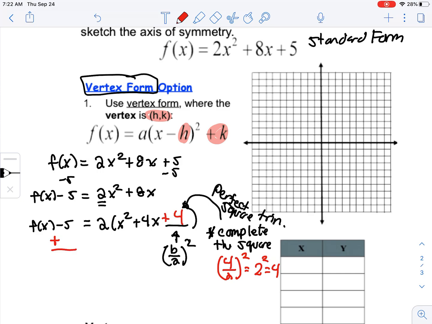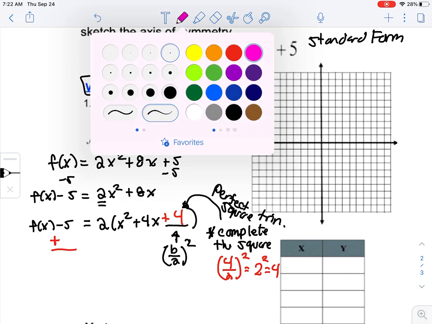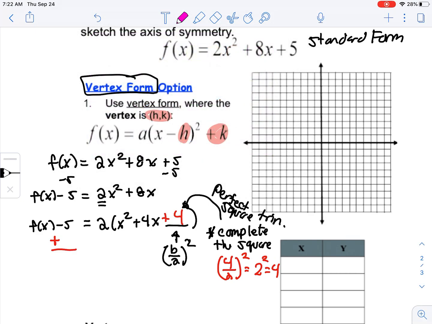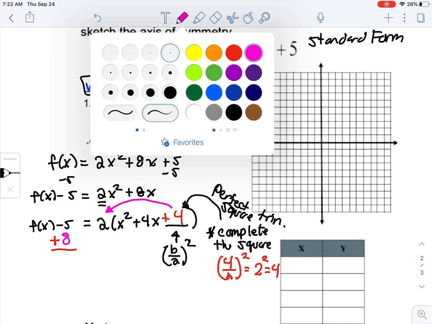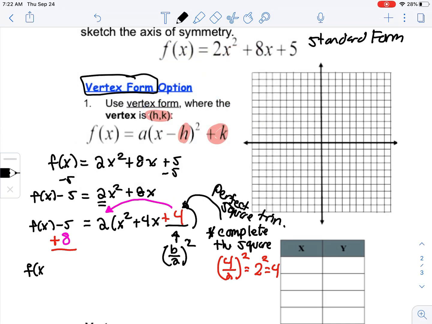trinomial. Now, whatever we add to one side, we know we have to add the same thing to the other side, but be careful because technically that 4 that's inside those parentheses is being multiplied by this 2, which means that we've actually added an 8 to the right-hand side, and we have to add 8 to the left-hand side. So now we have f of x plus 3 on the left. On the right, we factored out a 2, and we have a perfect square trinomial.